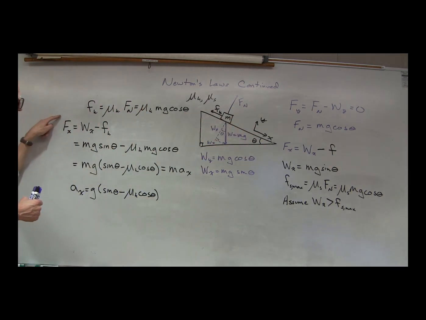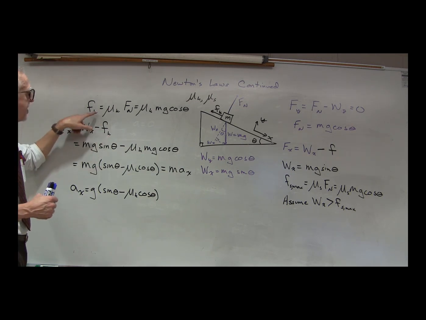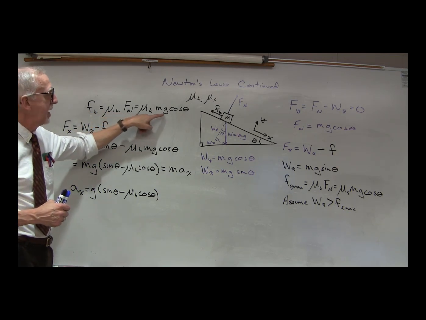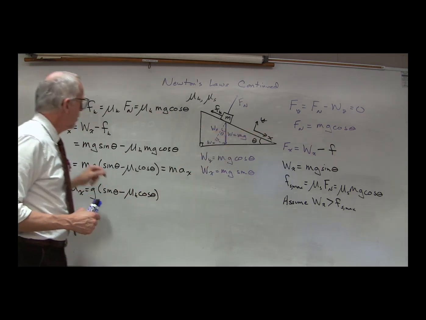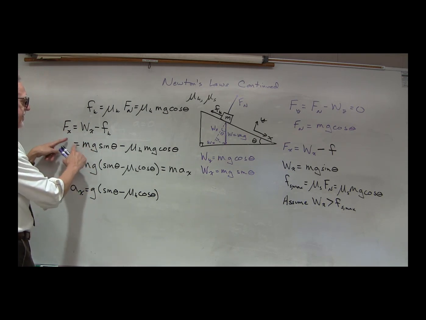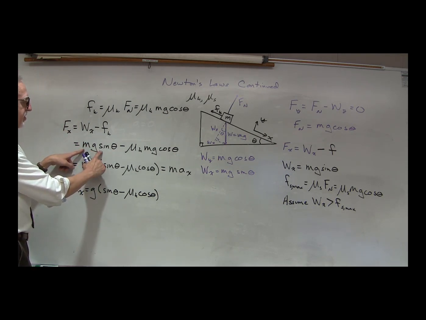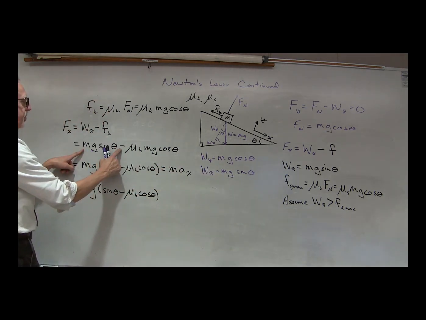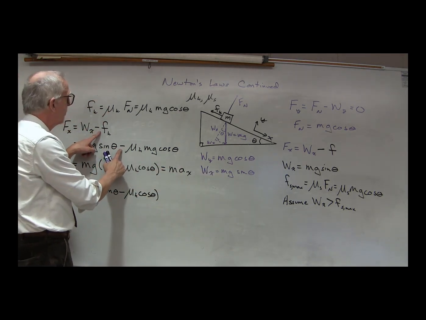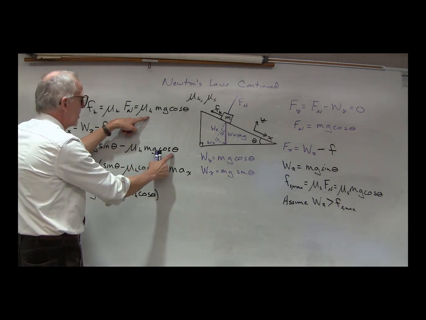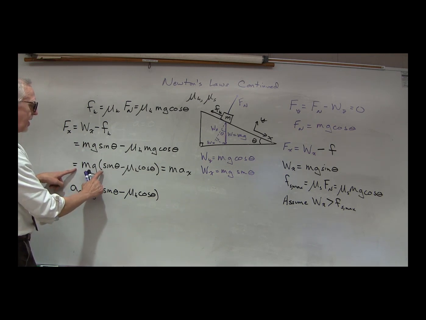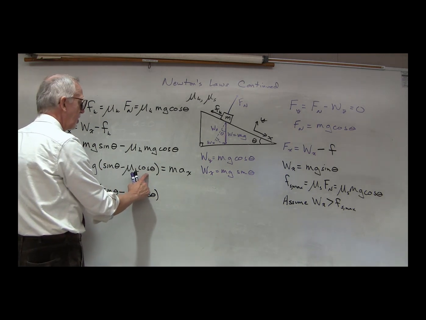The net force in the x direction will be W sub x minus Fk, but what is the kinetic frictional force? It is mu k times the normal force, which is mu k mg cos theta. So the force in the x direction is W sub x, the component of the weight in the x direction, mg sine theta, minus the kinetic frictional force, which is mu k mg cos theta. We can factor out an mg and write this as mg times sine theta minus mu k cos theta.